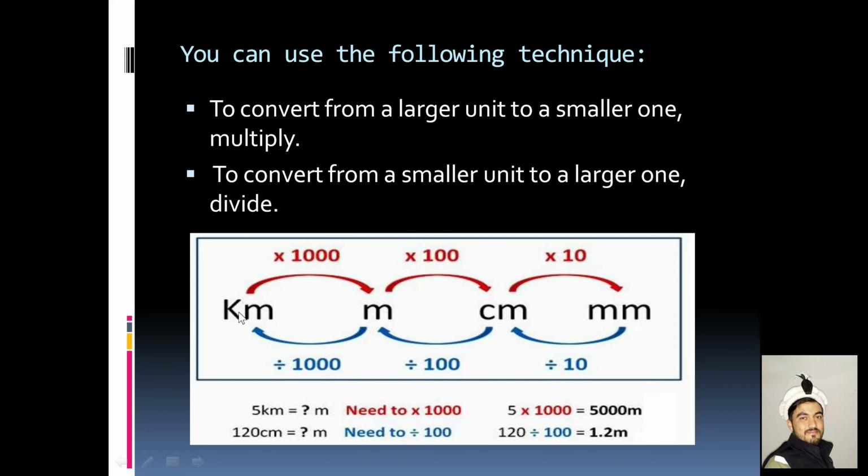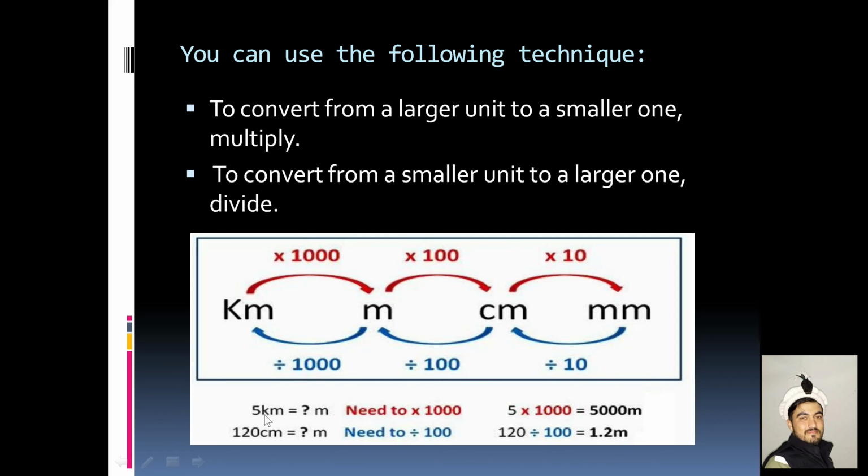Just look here, this is the example: kilometer, meter, centimeter and millimeter. So kilometer is the largest unit here, then we have meter, then centimeter, then millimeter. Now just look here, from kilometer to meter, the red arrow, we have to multiply by 1000. From meter to centimeter, you have to multiply the unit with 100. To convert centimeter into millimeter, multiply this unit with 10. And now for converting a smaller unit to a larger one, just look here. Millimeter to centimeter means divide by 10. If you want to convert centimeter into meter, divide by 100. If you want to convert meter into kilometer, divide by 1000.